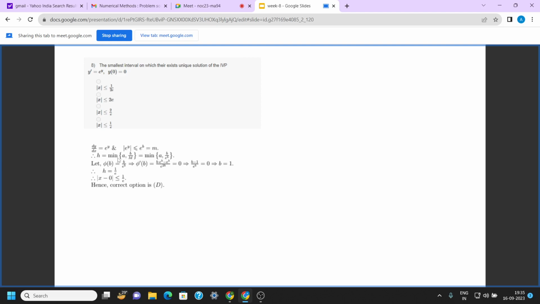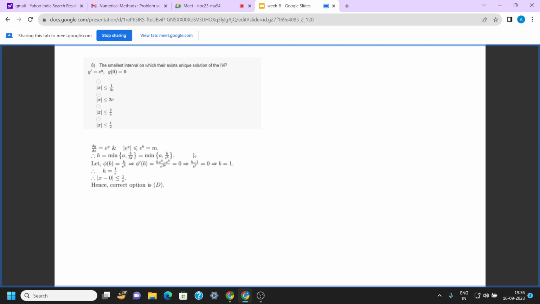So h is equal to what? Minimum of a, b by M, by the existence and uniqueness theorem. Now M is e power b, we have found it here. So substitute here. Now we don't know the extreme values, so that we can choose which is minimum. For that we will find the extreme value of this. Take this as a function of b, that is b by e power b. Now we will find the extreme value. For that we need to differentiate it with respect to b and equate it to 0. So when you do it, you will get (1 minus b) by e power b is equal to 0. This will give you b is equal to 1. Fine.